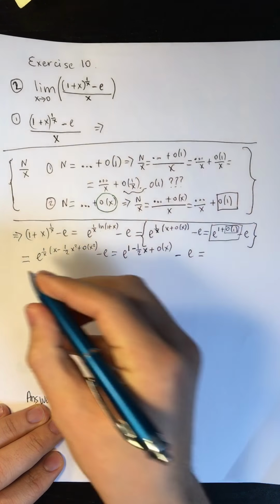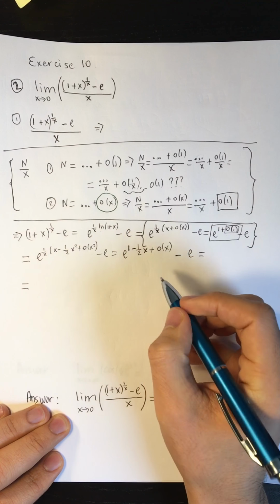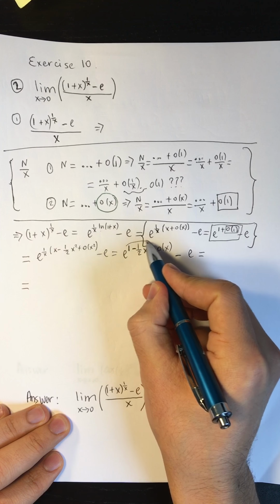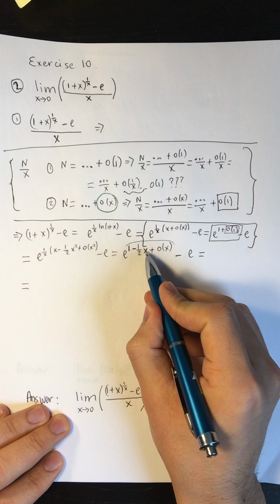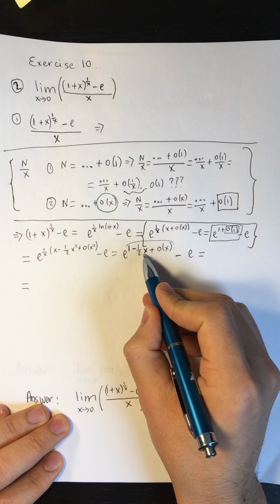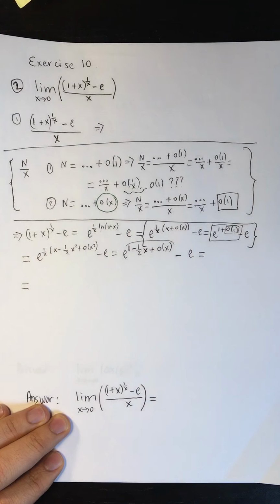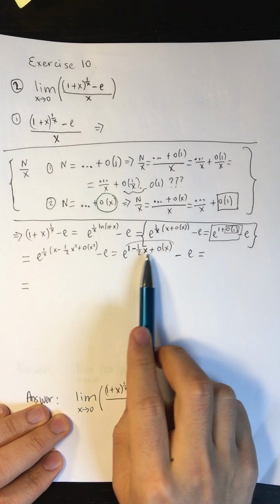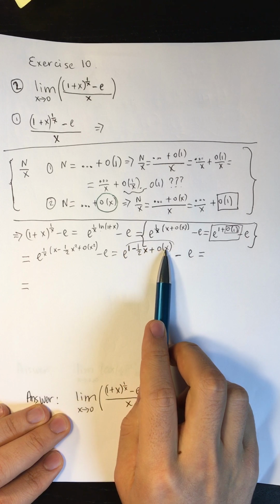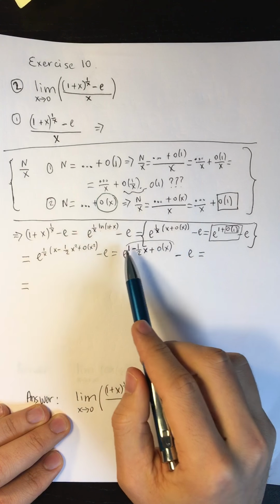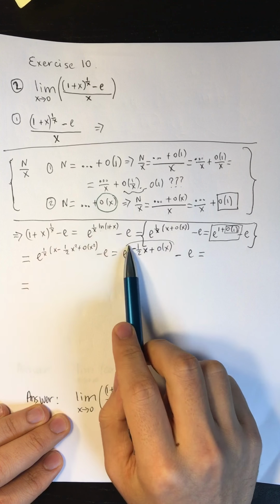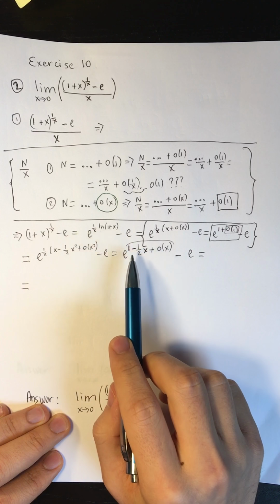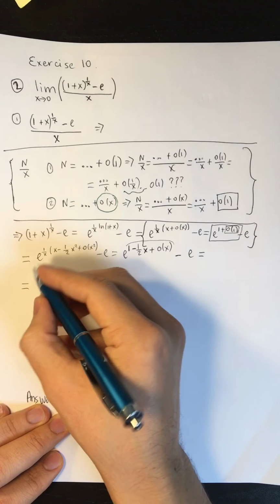Now I continue, and here I cannot say this is all u, because u doesn't go to 0 as x goes to 0. This goes to 0, and 1 minus 0 goes to 1. That's why I cannot use the formula right here. If you use the formula here, you will lose points, so you don't want this.